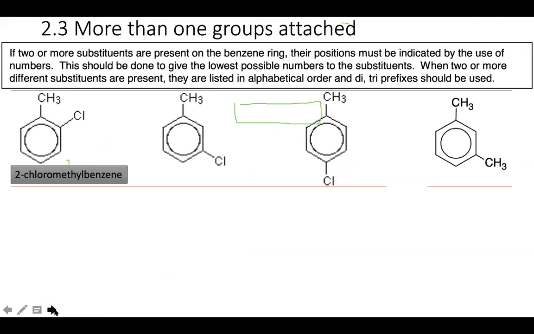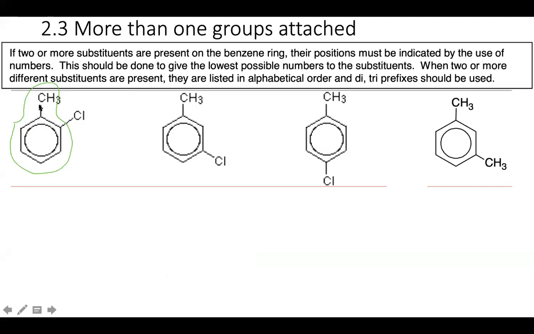Next, where was I just now? Okay, this one, right? So naming this, you have to take your principal group. In this case, your principal group is methylbenzene. Okay, so methylbenzene is your principal group, or as we call it, principal chain. That means your chloro is your side chain. Numbering this, 2-chloromethylbenzene.